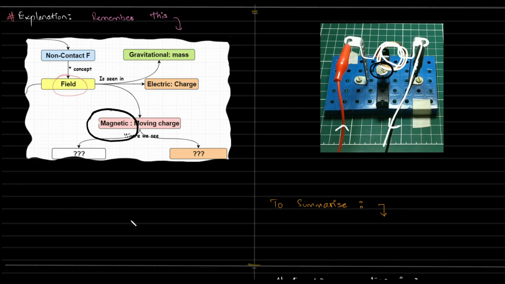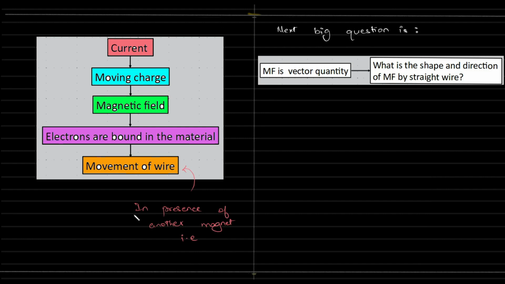Right? So to summarize, what did we see? Current is nothing but moving charges. It produces a magnetic field. Moving charges are also made up of electrons. I mean, the majority it's electrons only, but by default moving charges is nothing but your electrons.